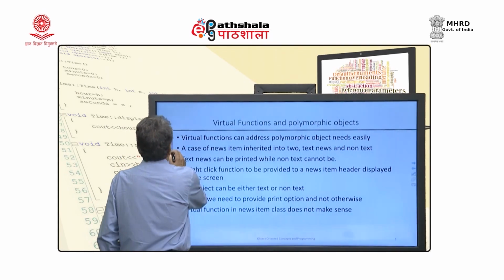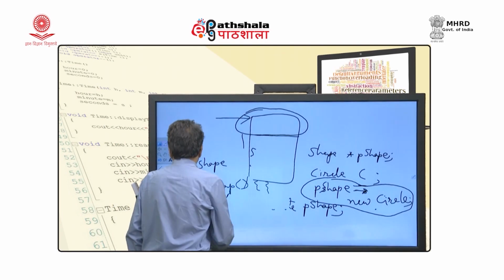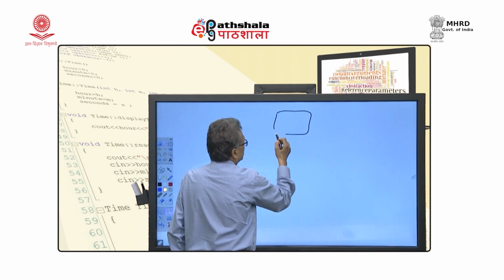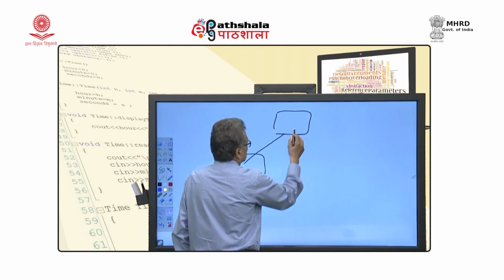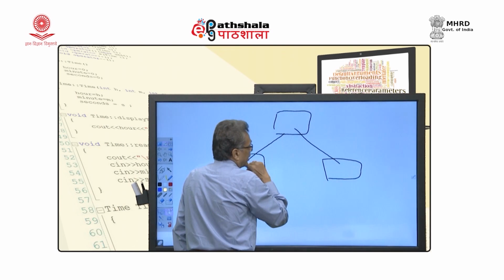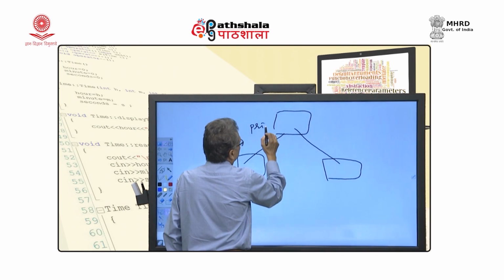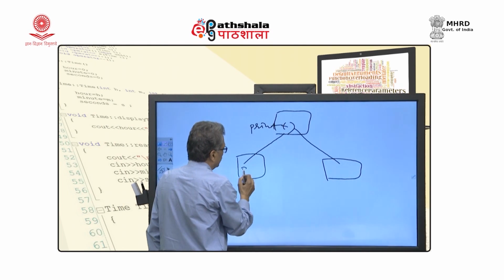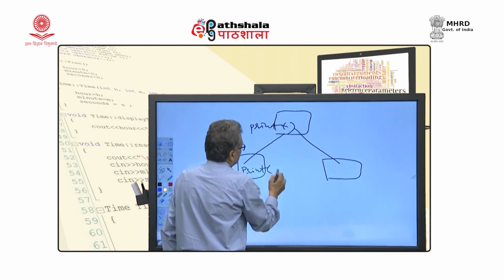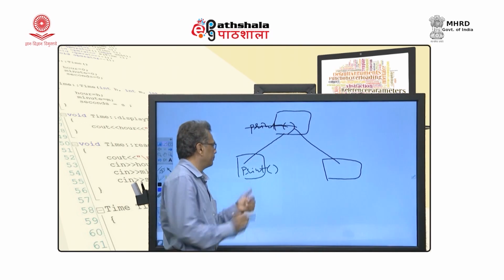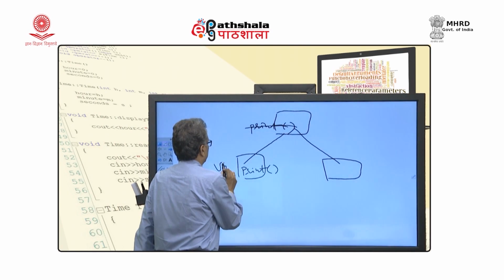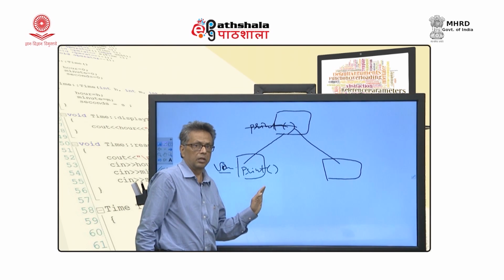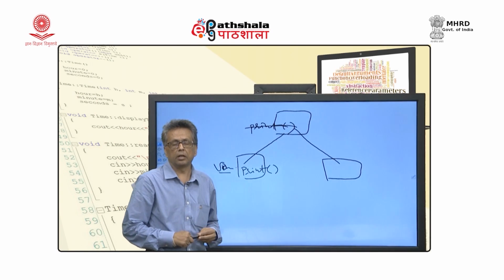So, in news is this, text news is this, non-text news is this. If I define print as a virtual function here, it is inherited by both. I do not want that, I only want print to be part of this text class. But if I keep print here, virtual or non-virtual, whatever, I will not have that in the news item class.